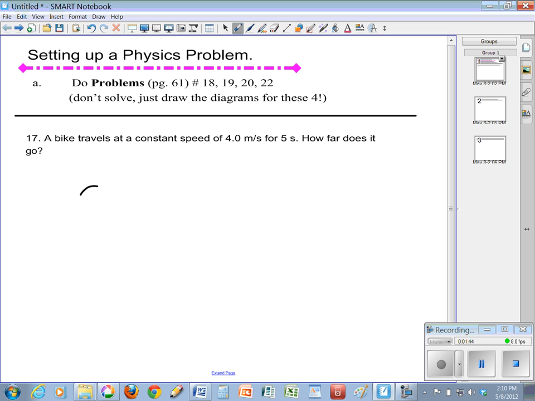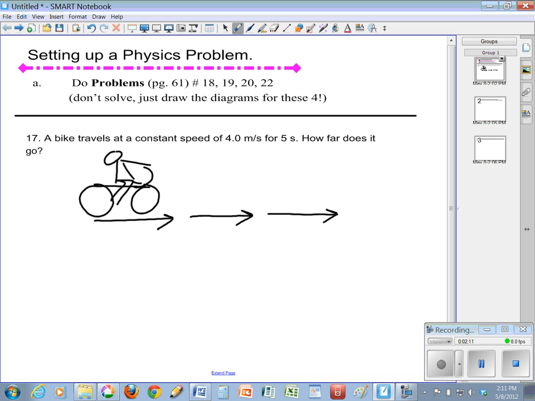So I'll draw a bicycle. And if you want, you can draw a person on a bicycle. It probably makes sense to have somebody riding it, and here they are, pedaling away. They're traveling at a constant speed of 4 meters a second for 5 seconds. How far does it go? This is a bike that's already traveling. If I draw some arrows, it doesn't say anything about a direction, so we'll just assume it's going to the east, and it's going at 4 meters per second.